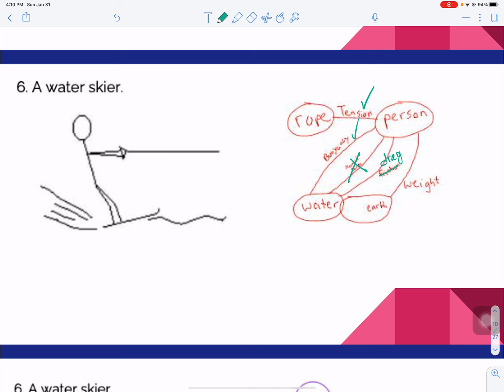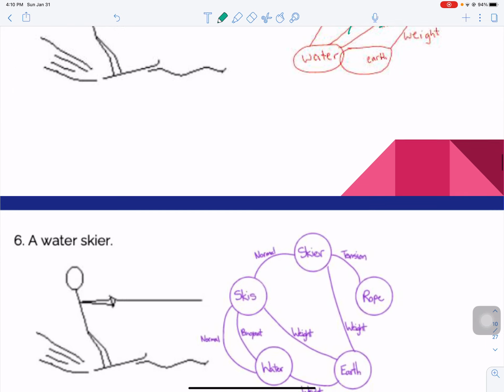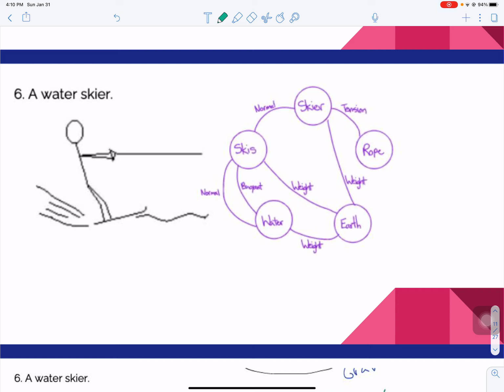So, okay. Again, these people chose to put skis in, which is not wrong. It's just we don't necessarily need to complicate it that way. So let's go through one by one and see how we're doing. So skier and skis, I would agree normal. Skier and rope, tension, correct. Skier and earth, weight. Skis and weight, I'm good with that. Water and earth, I'm good with that. Again, we don't need to put it in. Buoyant and water, I'm good with that. Why don't we have a normal force? Water is not a solid object. So that's the only one I would object to.